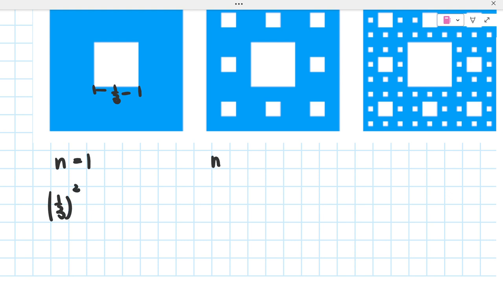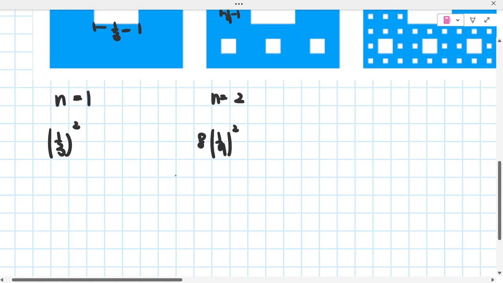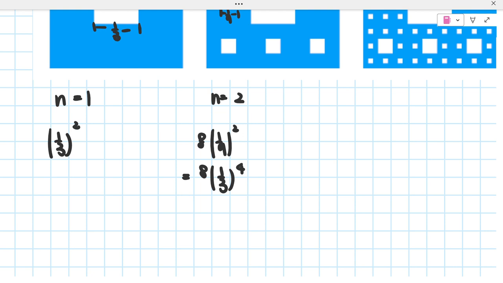And then when n is equal to 2, the side length of the squares that we're going to remove is going to be 1/3 of 1/3 of the side length of the original carpet. So that's going to be 1/9. And so the area of those squares is going to be 1/9 squared. And there are 8 of them, so we're going to multiply by 8. And this can be rewritten as 8 times 1/3 to the power of 4.